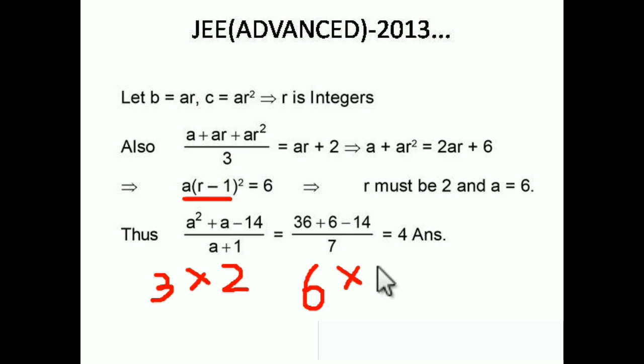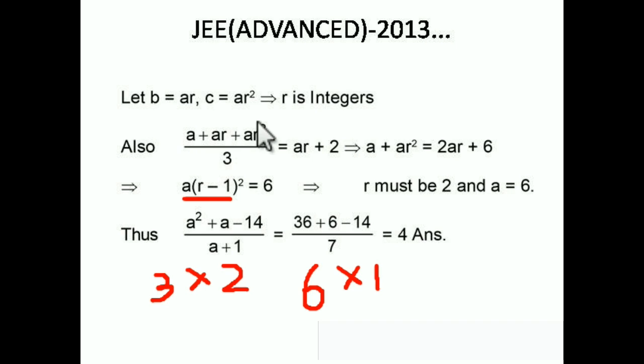So if we take 6 into 1, then what happens? If a becomes 6 and r minus 1 whole square becomes 1, then r minus 1 becomes 1, then r becomes 2, and both the values a and r become integers. So we got that, and we have our answer. That means r must be 2 and a must be 6. So now we have the series. A is equal to 6 and r is equal to 2.